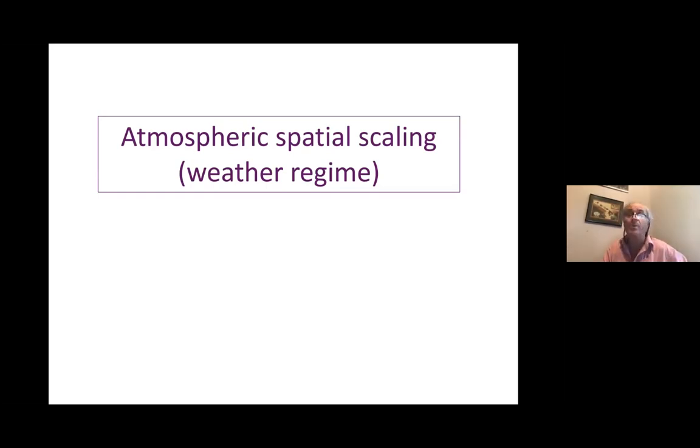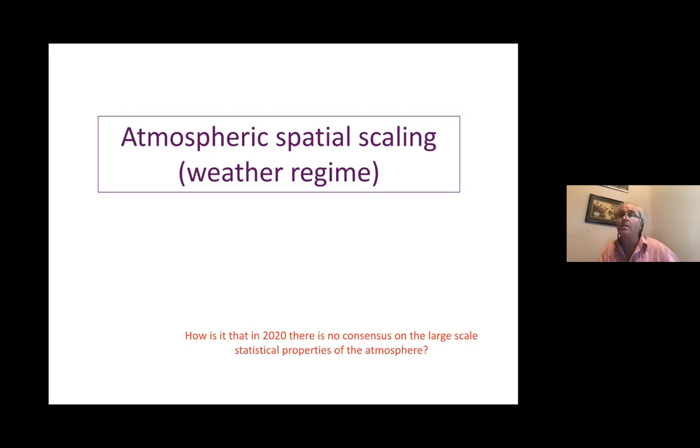So why does the atmosphere have this huge scaling? Well, fundamentally it's because the equations of the atmosphere don't have a characteristic scale, and so therefore the GCMs don't have one either, and that's why the GCMs can do such a good job, because they reproduce the scaling quite well, actually. But it's a scandal that in 2020, there is no consensus on the large scale statistical properties of the atmosphere, right? We're sort of drowning in petabytes of data, and there's no reason why we can't come to a consensus about the statistical properties.